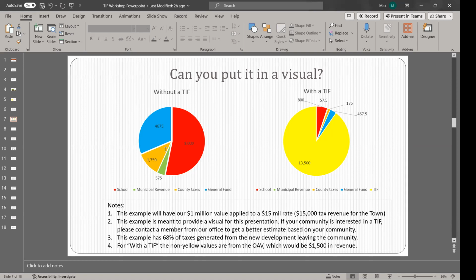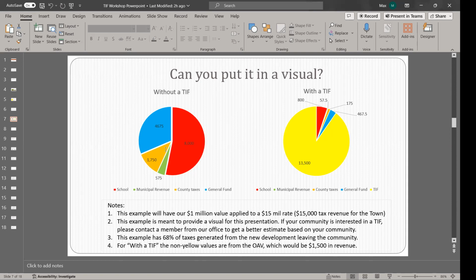Now, if you have a TIF, we get to the right chart, the one with this big yellow, almost full circle. That is what you get to keep. That is this $900,000 captured assessed value we were talking about. And that $13,500 goes towards your TIF program. That's tax revenue that goes towards the projects we will be talking about in there.